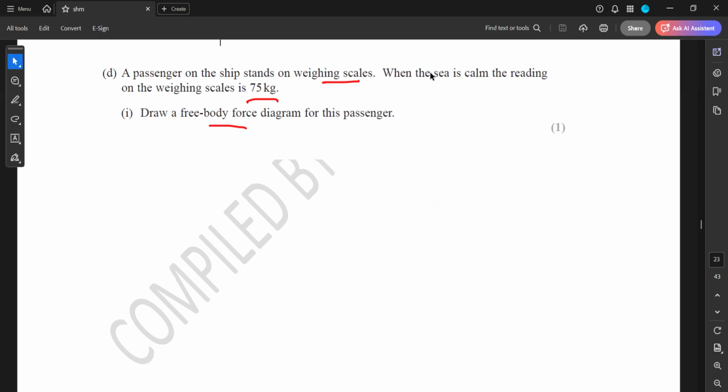And here, when the sea is calm, it means it's not going upward, so it is calm. So the weight is acting downward and a normal contact force for the passenger will act upward. We can represent the normal contact force with the letter R, or we can also write it with the letter N. But it should be the same length. Why should it be the same length? Because a calm sea means it's not causing the passenger to move up or down. So as a result, the weight will be equal to the normal contact force.